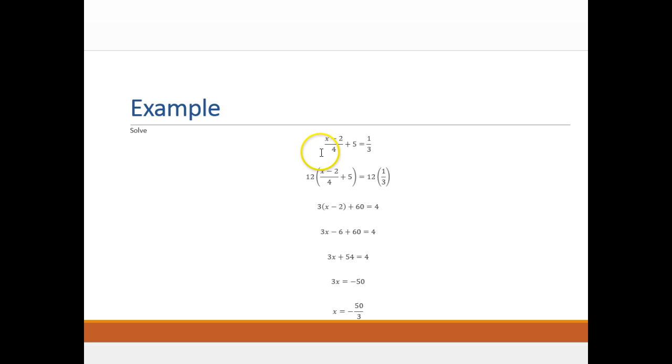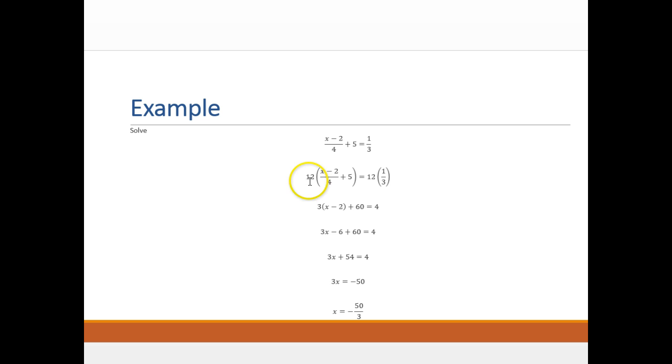Here's another example. x minus 2 over 4 plus 5 equals 1/3. Now I have these wonderful fractions here. I don't like dealing with fractions. Notice I have a denominator 4 and a denominator 3. So my LCD is 12. I'm going to multiply everything, or both sides, by 12.